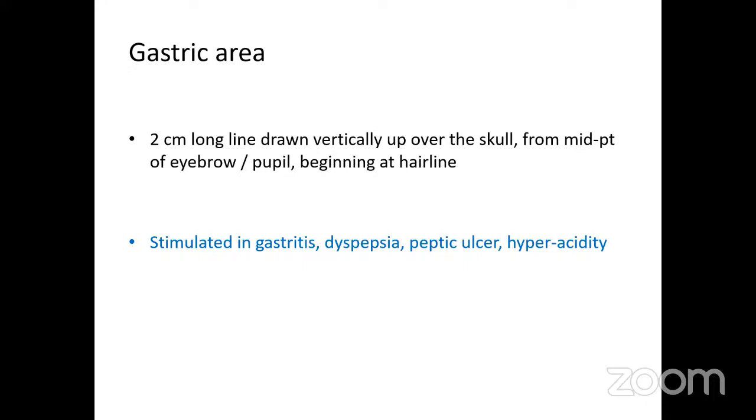mark the point on the middle of the eyebrow, and then you have to have a 2 centimeter line drawn vertically up from the midpoint of the eyebrow, beginning at the hairline. So you'll be actually drawing a line from here, but not counting the lower half. You will be counting the 2 centimeters after you have crossed the hairline. So hairline and above, 2 centimeters. That becomes the gastric area. That can be stimulated in all gastric problems: distensions, acidities, ulcers.